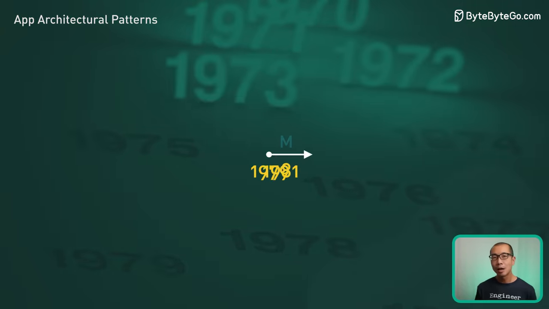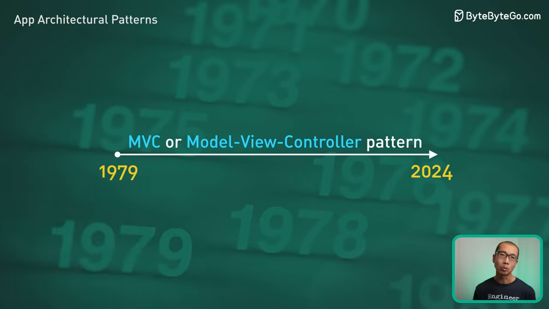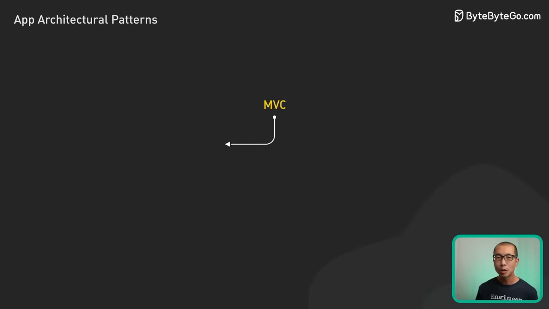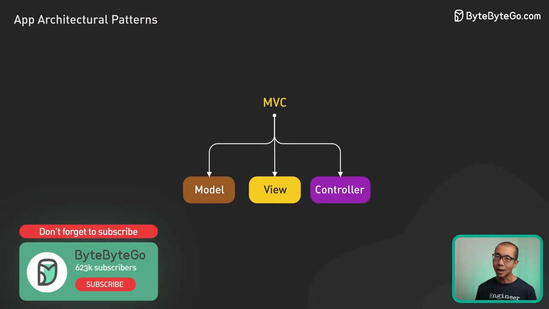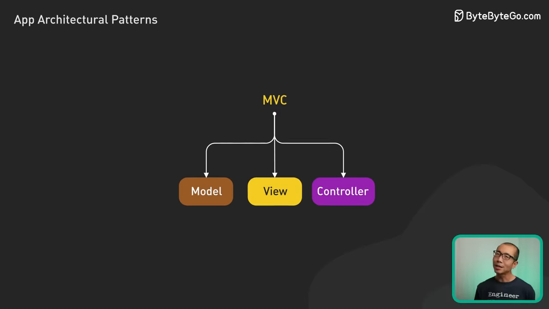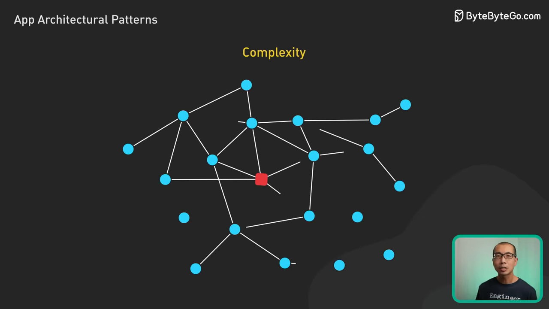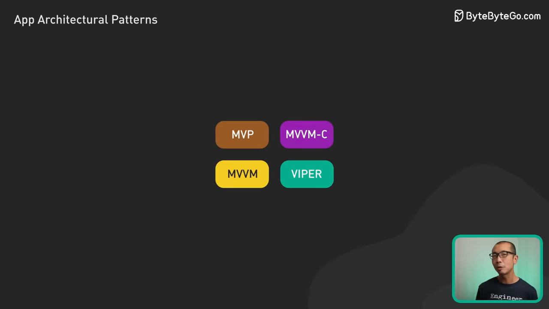The MVC, or Model View Controller pattern, is almost half a century old. It was a groundbreaking approach that separated UI, data, and control logic to allow developers to focus on these pieces individually. But as technology evolved, so did the complexity of our applications. This prompted the need for new patterns.